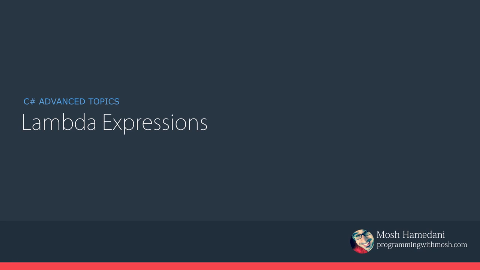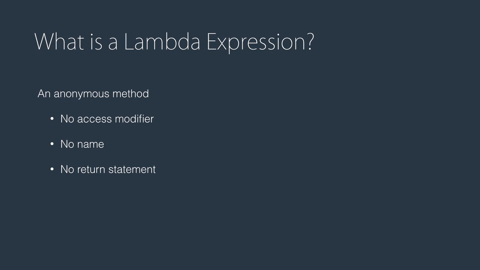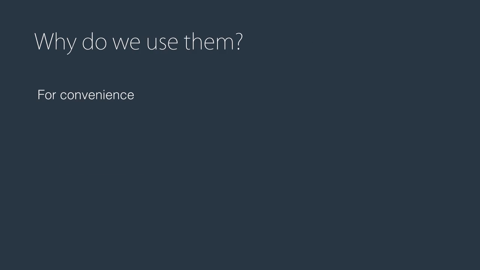So lambda expressions. What are these lambda expressions? A lambda expression is nothing but an anonymous method. That is a method that has no access modifier, like public or private. It has no name, and it has no return statement. Why do we use them? Why do we use anonymous methods?